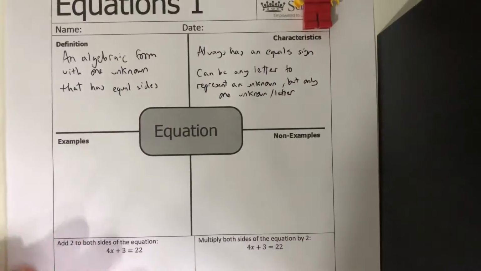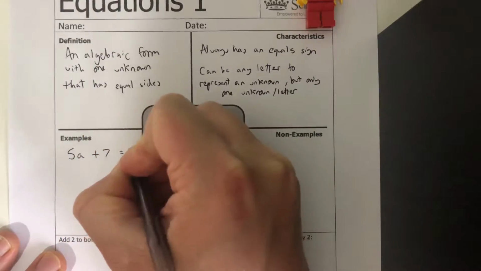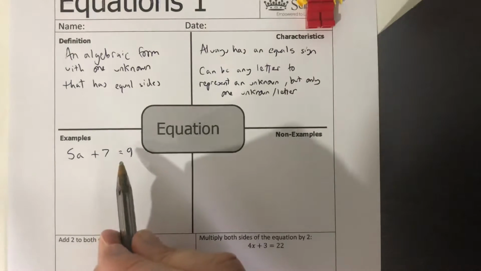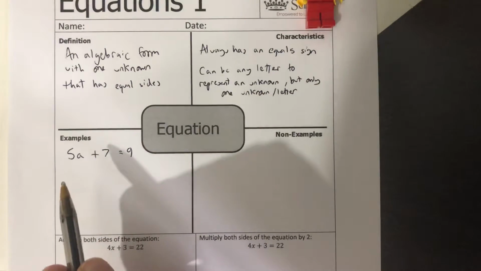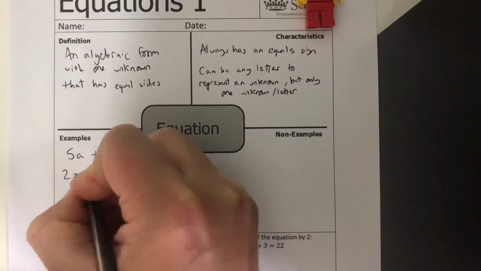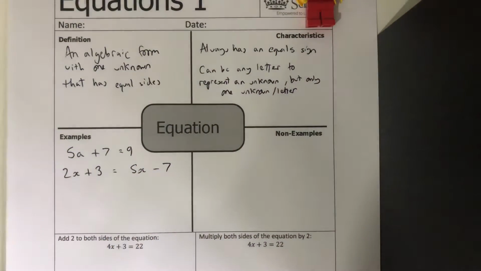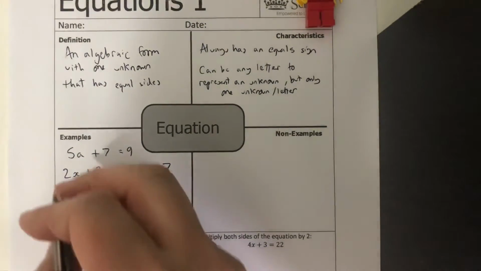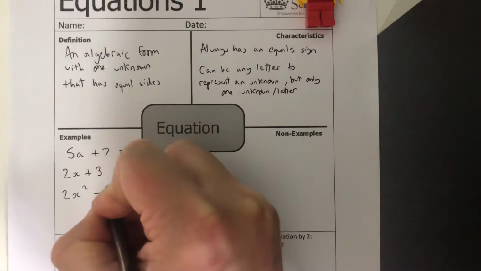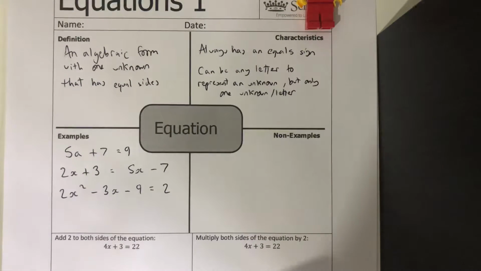So when you think about examples of this, loads of things you could have. You could have 5a add 7 equals 9, and that would be an equation. The idea being you've got your equal sign, you've got a letter, an a, and you can find out what a is. You could have different letters, perhaps a letter appearing more than once. You could have 2x add 3 equals 5x minus 7. That would also be an equation, because there are ways that we can work out what x is in that case. You can even have something called quadratics, which have squares in them. We've spoken about squares, so 2x squared minus 3x minus 9 equals 2. That would be an equation as well.